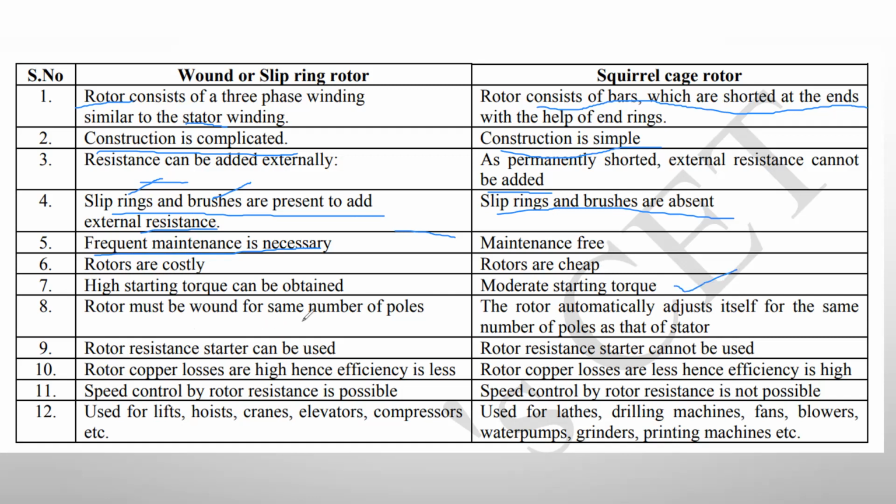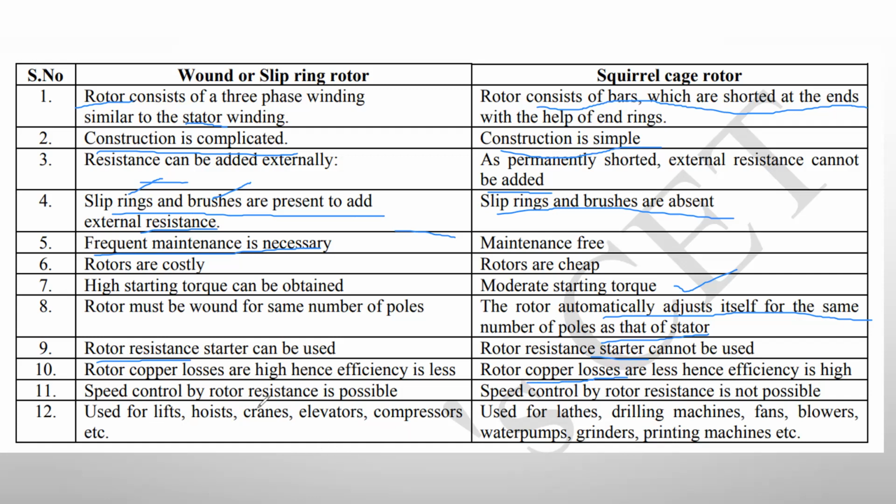The slip ring rotor must be wound for the same number of poles. The squirrel cage rotor automatically adjusts itself for the same number of poles. A rotor resistance starter can be used in the slip ring motor. A rotor resistance starter cannot be used in the squirrel cage. They connect external resistance to the rotor, so that is used there, but here it cannot be used. In the slip ring motor, rotor copper losses are high, hence efficiency is less. In the squirrel cage, rotor copper losses are less, efficiency is high. The rotors are made of silicon steel stampings to reduce the machine losses, copper losses, and other things.